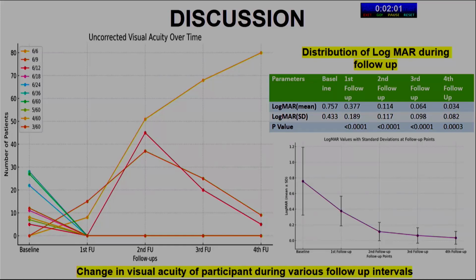The same is shown in the logMAR chart, which shows there is a decrease in the mean value of the logMAR, which shows the improvement in the visual acuity. Also, there is a constant decrease in the standard deviation, which shows less variability.